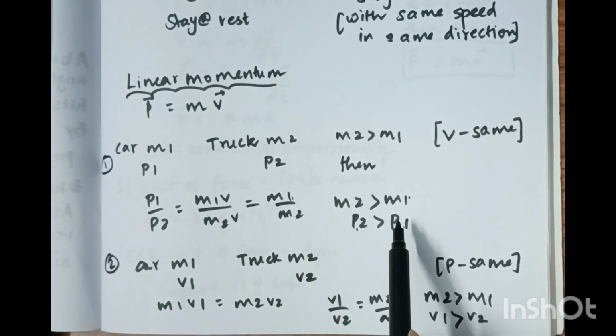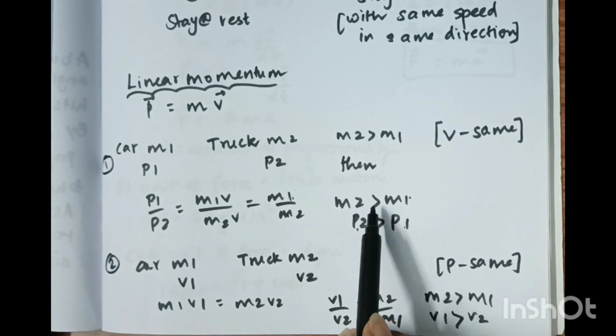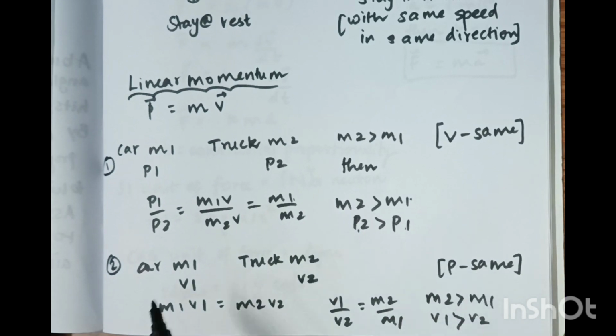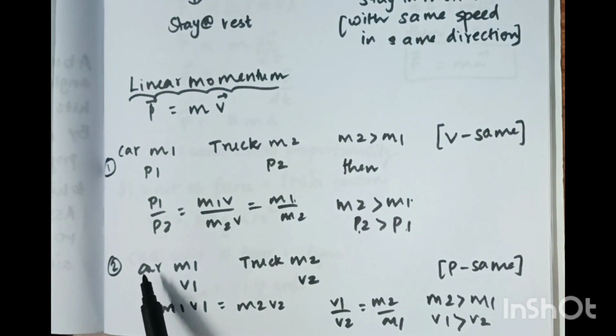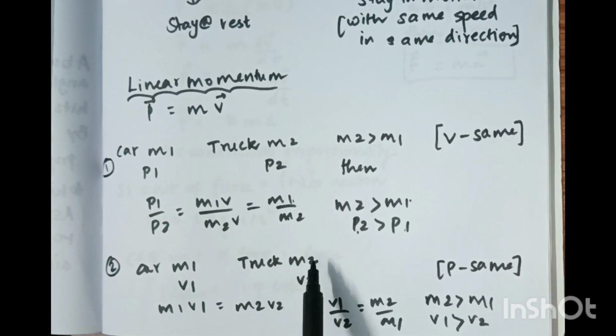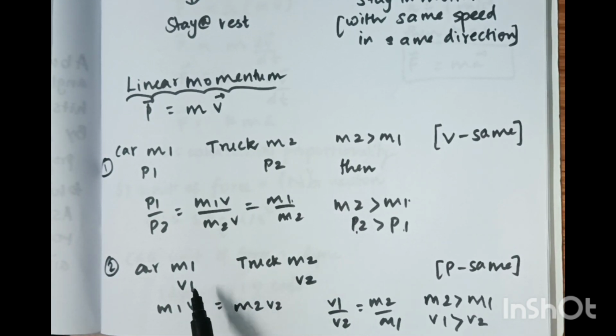From this what can we say? A heavier body has a larger linear momentum than a lighter body when they are moving with the same velocity. Let us see the next case. Let us take the same car of mass m1 and truck of mass m2 moving with v1 and v2 velocities, and they have the same momentum.